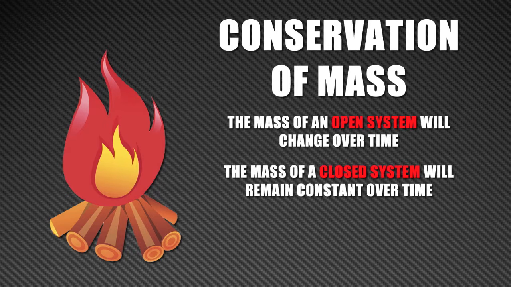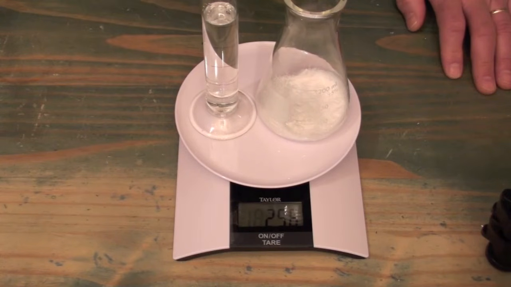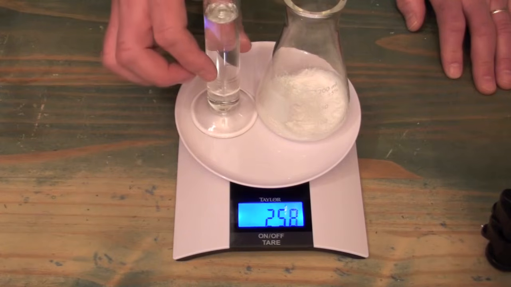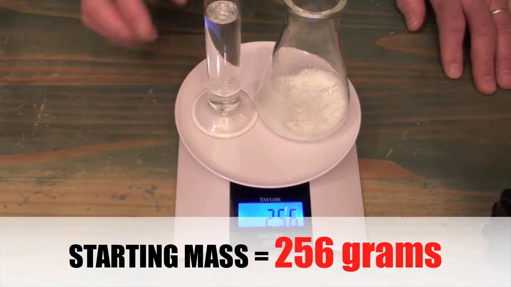We can test this in the laboratory with a simple reaction between vinegar and baking soda. In this experiment, we're going to investigate the conservation of mass in an open system. Here, in an open flask, I have some baking soda, and right next to it I have a graduated cylinder with about 50 milliliters of vinegar.